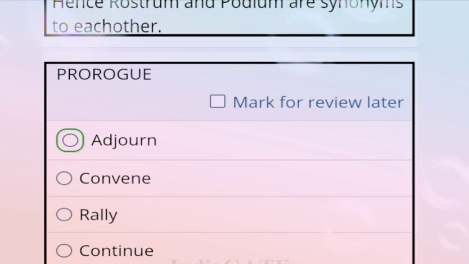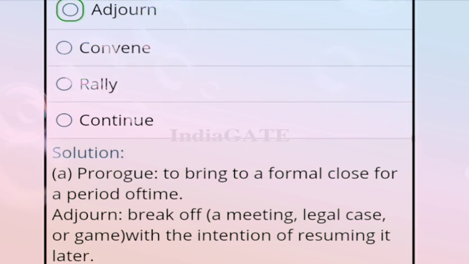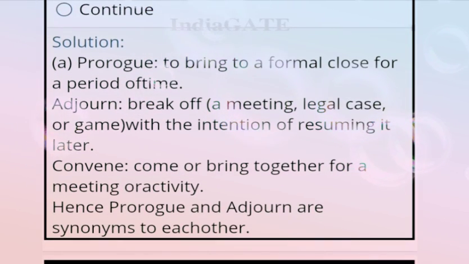Next question, prorogue. So for prorogue, option A is correct, that is adjourn. And we know that the meaning of prorogue is to bring a formal close for a period of time, and adjourn is to bring off a meeting, a legal case or game with the intention of resuming it later. And here convene is representing to come or bring together for a meeting or activity. Hence prorogue and adjourn are correct.